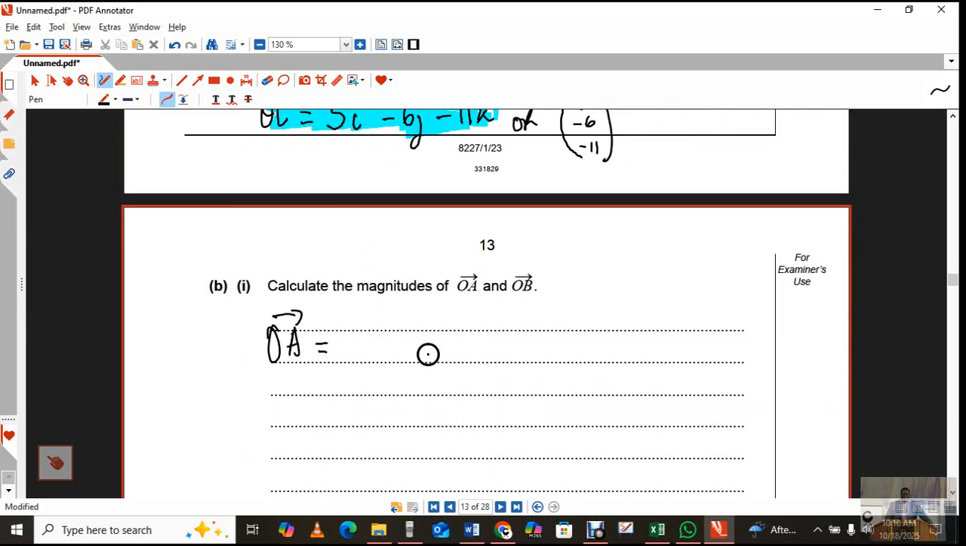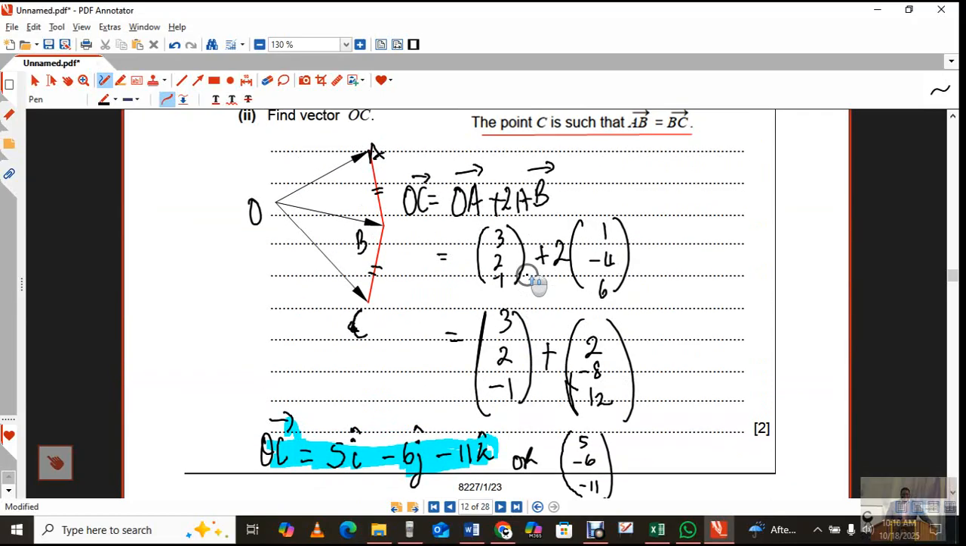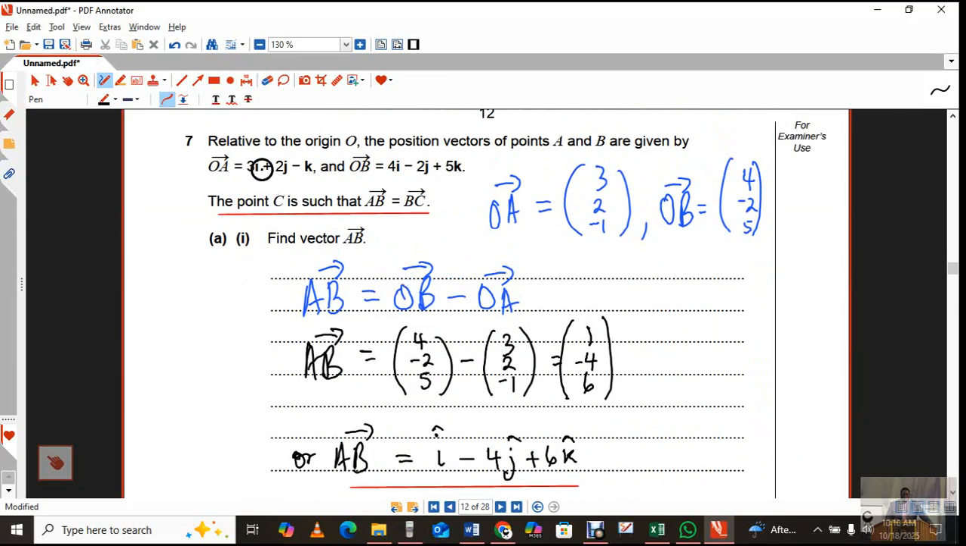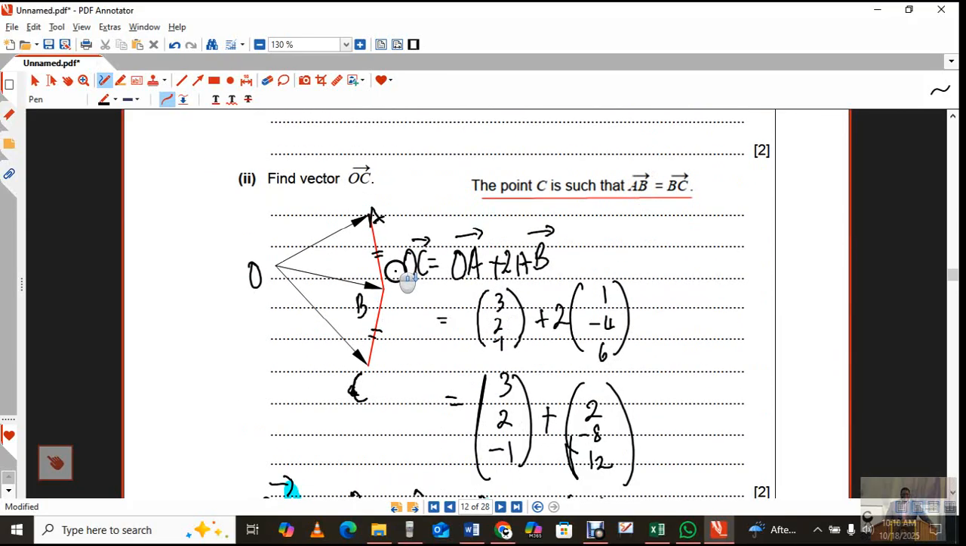Oh, that's 3, 2, 3, 2. Just write it like this: 3, 2, negative. See, I have to go back. OA is 3, 2, negative 1. There we go.